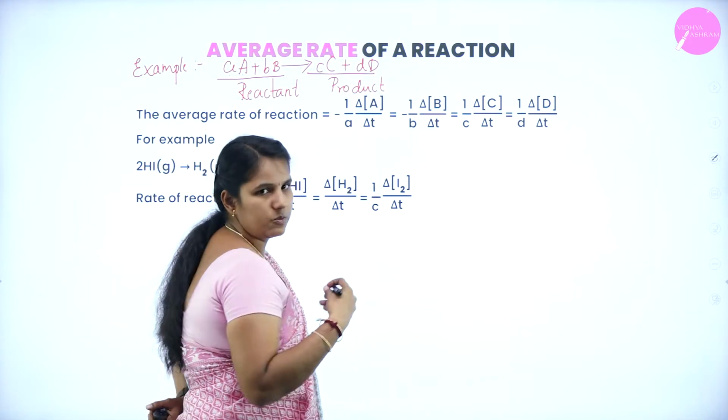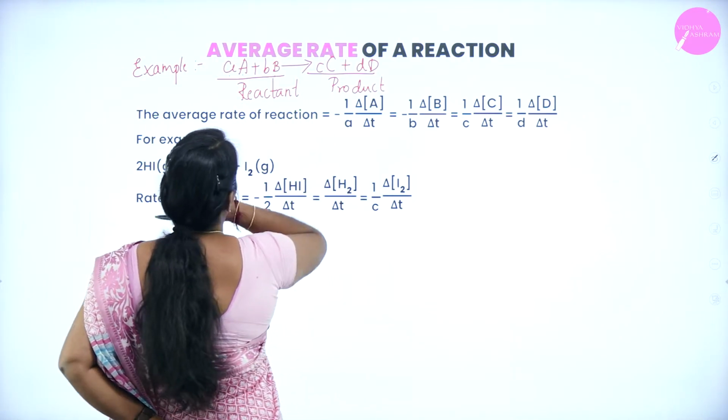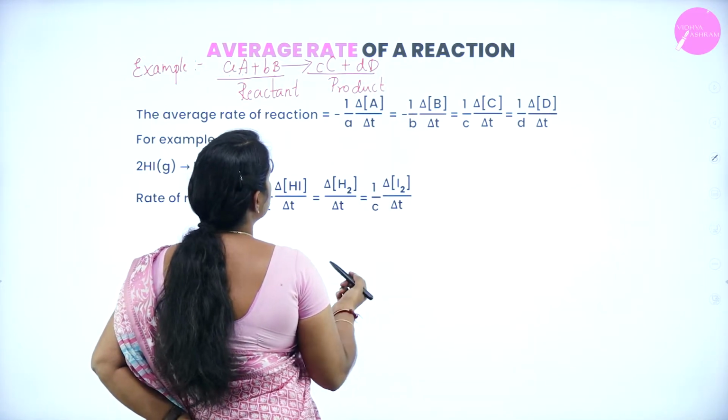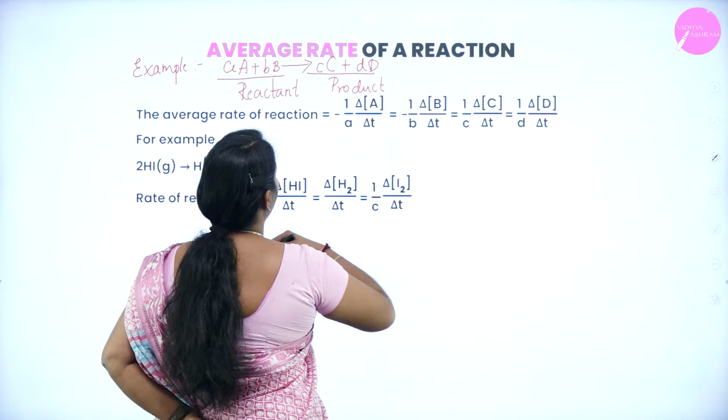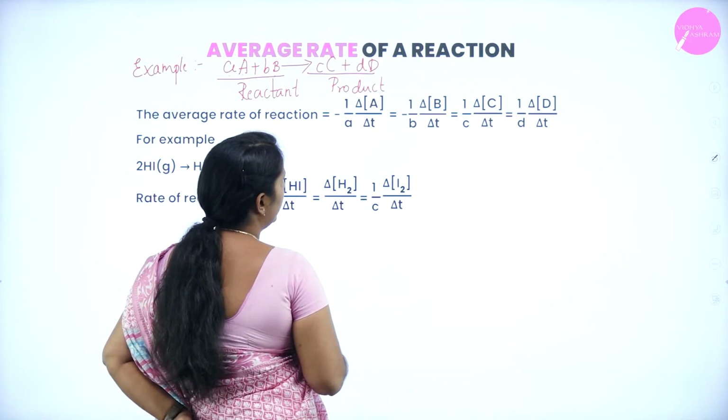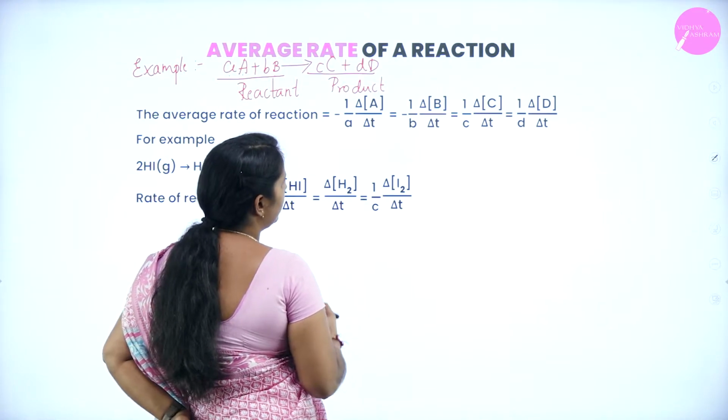Minus 1 divided by a into delta of the molar concentration of A divided by delta T. Or if you want to express it with the other reactant B, how to write it? It is equal to minus 1 divided by b into delta of the concentration of the reactant B divided by delta T.